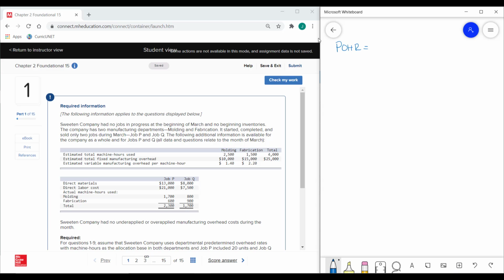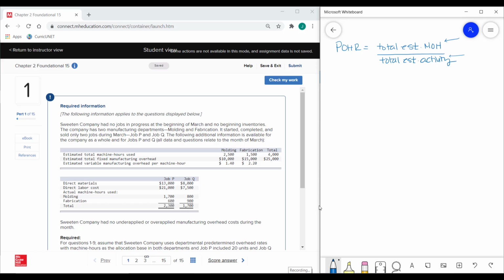We have to remember how to calculate it. The POHR is calculated by taking the total estimated manufacturing overhead divided by the total estimated activity. Whether it's a departmental POHR or a plant-wide POHR, it's the same thing. But if it's a departmental POHR, so if we're looking at one department, molding, it'll just be the estimated overhead within the molding department and the estimated activity within the molding department. And then we do the same for fabrication. But if it's a plant-wide POHR, it's just overall for the entire company.